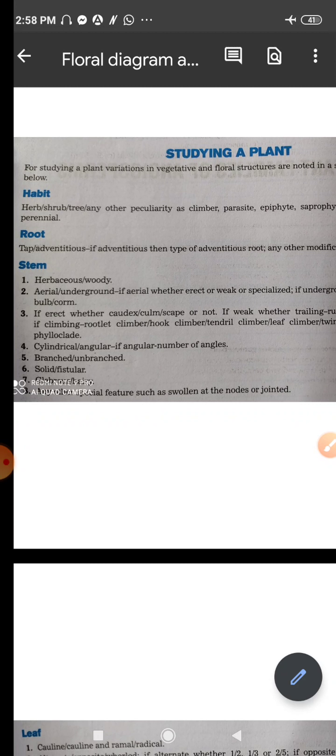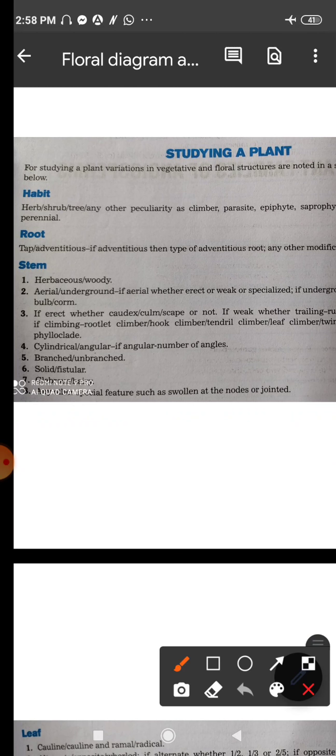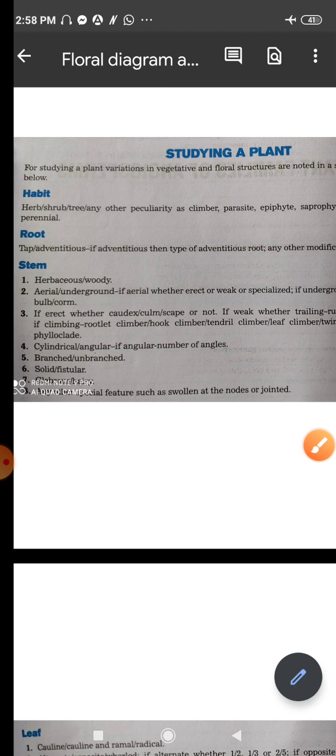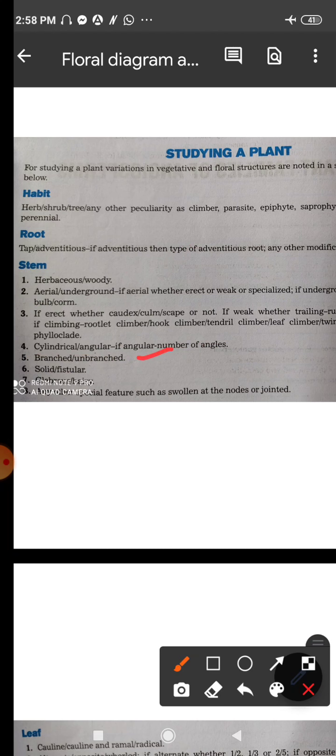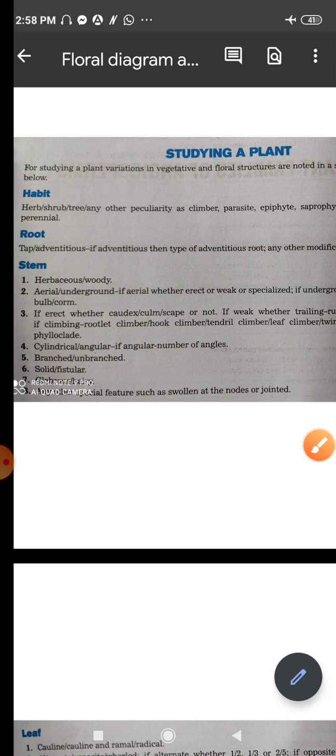So the next thing is the stem. Again here, whether the stem is herbaceous or woody, whether it is above the ground, that is aerial, or underground, or subaerial, whether it is weak, specialized, right, or any other condition like this. Then we also talk about the shape of the stem, whether it is cylindrical or angular, whether the stem is branched or unbranched, whether it is swollen at the nodes or jointed at the nodes.